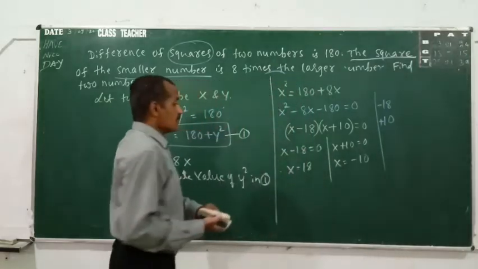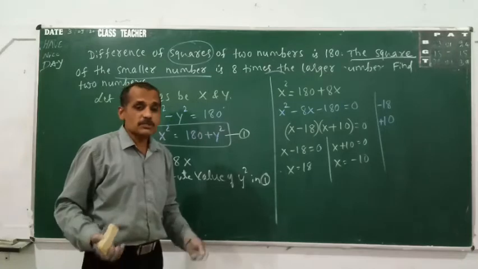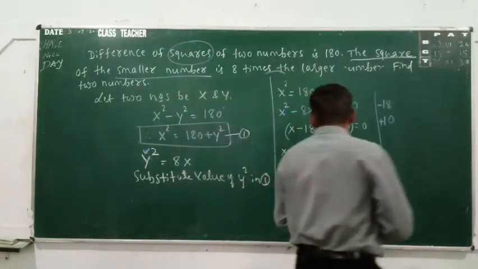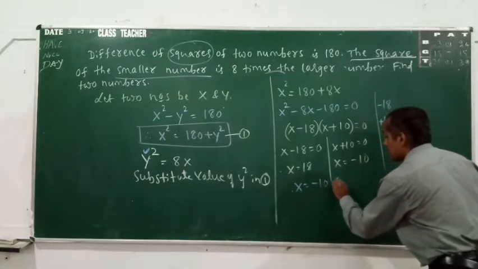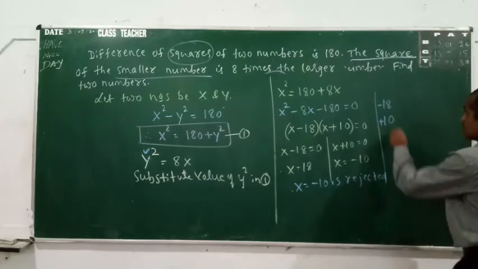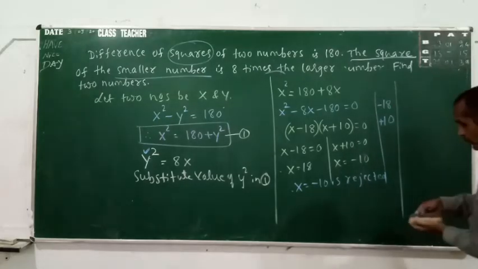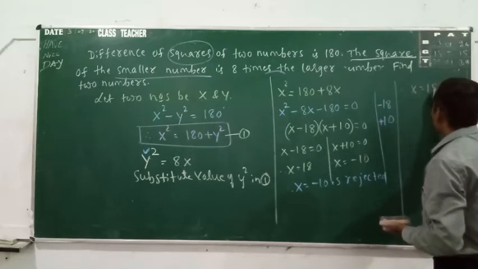See, two numbers. Numbers must be positive. And I can say, therefore, x is equal to minus 10 is rejected. Therefore, x is equal to 18.